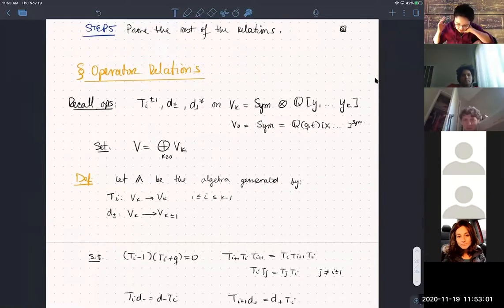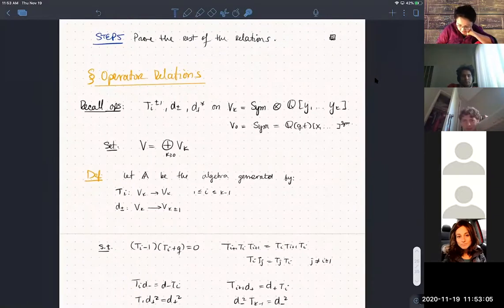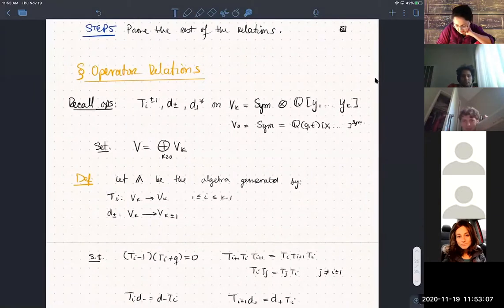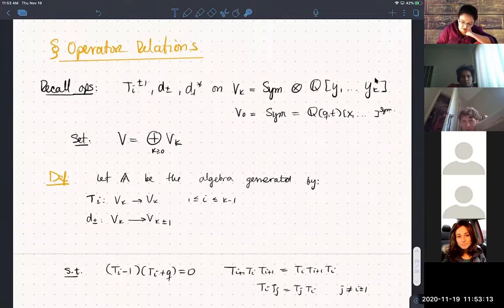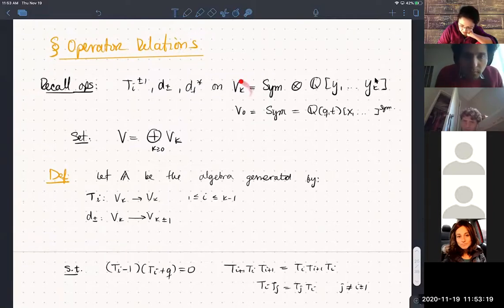So now let's remember that at the beginning I told you that we had these operators, right? These TIs, D pluses, D minuses, D plus stars, whatever. And they're all acting on VK. They're all acting on these bigger spaces. And here we're setting V to just be the direct sum of all these spaces because we're going to be dealing with all of them simultaneously.